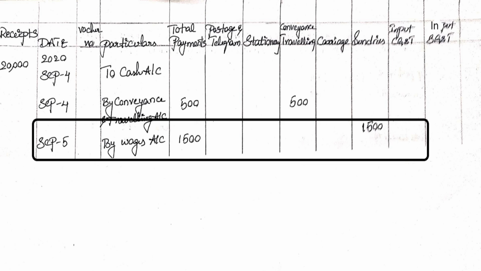For this transaction we will update the wages account in the particulars column and mention the date as September 5th in the date column, and the total amount is 1500 in the total payments column, and we will mention the same amount in the categories. Since wages is considered as sundry expenses, I have mentioned the wages amount in the sundries column. But if there are more transactions related to wages in the problem, then we will create a separate column for wages and update that amount in the wages column.